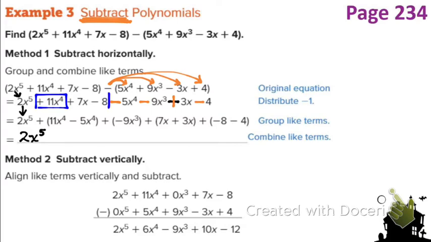Yes. Is that a minus 5x to the 4th or plus? Minus. Okay, so I have 11x to the 4th minus 5x to the 4th. So how many of those do I have now when I combine them together? 11 minus 5? 6. Positive or negative 6? Positive. So plus 6x to the 4th.